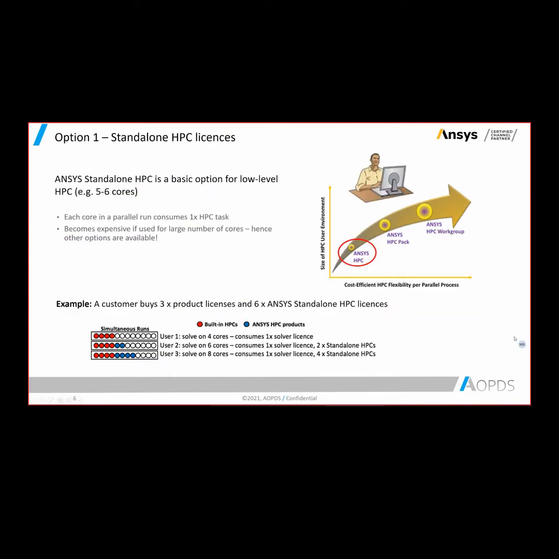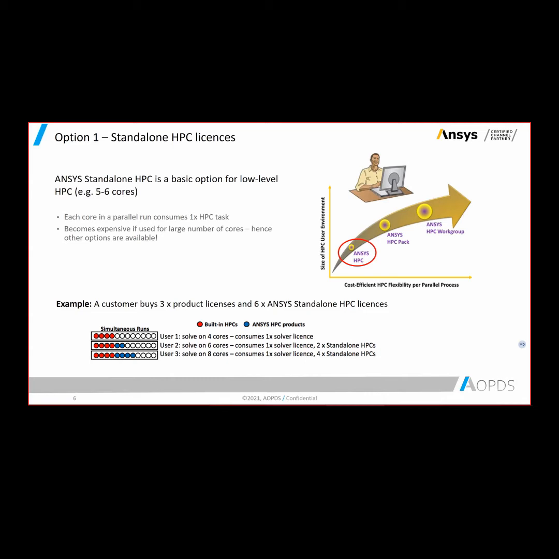Option 1, standalone HPC licenses. Again, this is a basic option for low-level computing. For example, when using only 5 or 6 cores, this standalone HPC option might be suitable for your case. Each core in a parallel run consumes 1 HPC license.